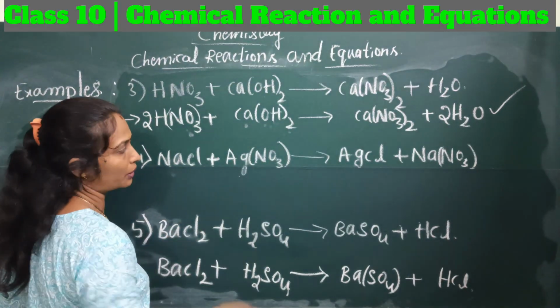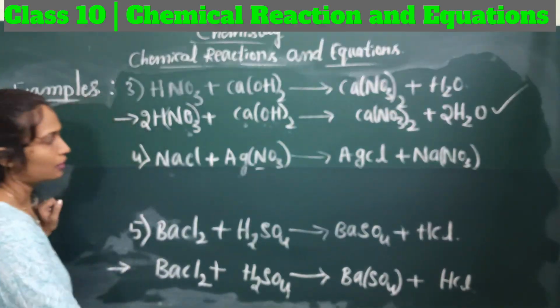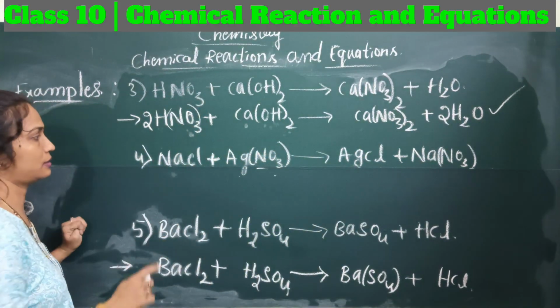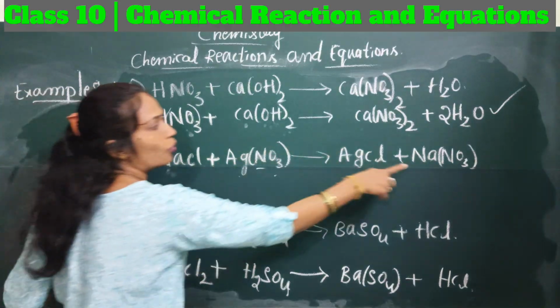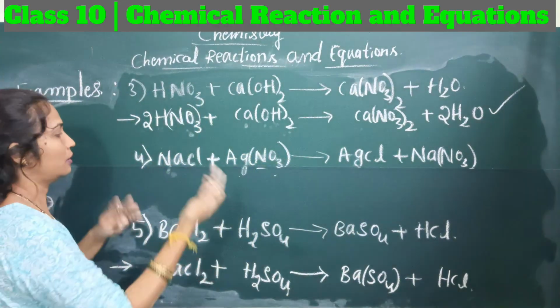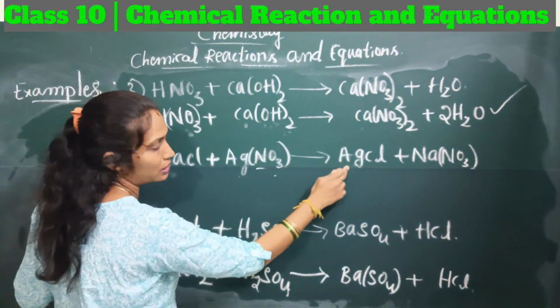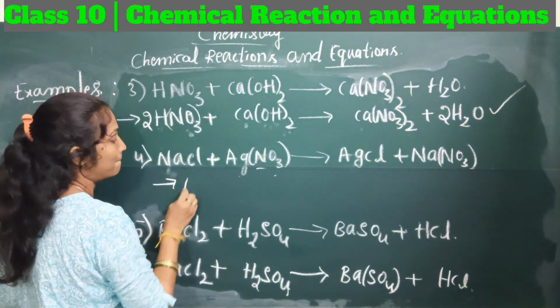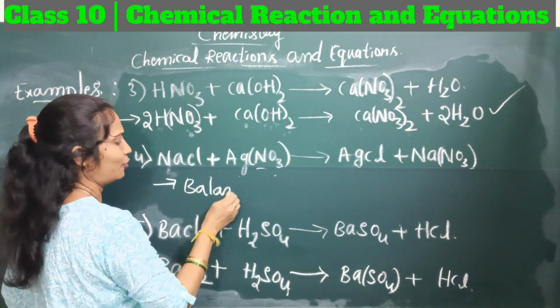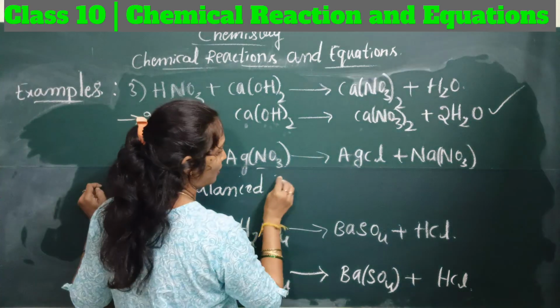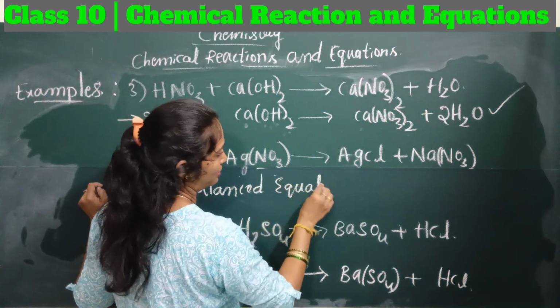Come back to this one. Here, which one is the polyatomic group, guys? Nitrate. So how much nitrate? 1 nitrate, 1 nitrate. No need to balance. How much sodium? 1 sodium, 1 sodium. No need to balance. 1 chlorine, 1 chlorine. No need to balance. 1 Ag, 1 Ag. This is a balanced chemical equation. You may get such kinds of questions in your exams. It is already balanced.